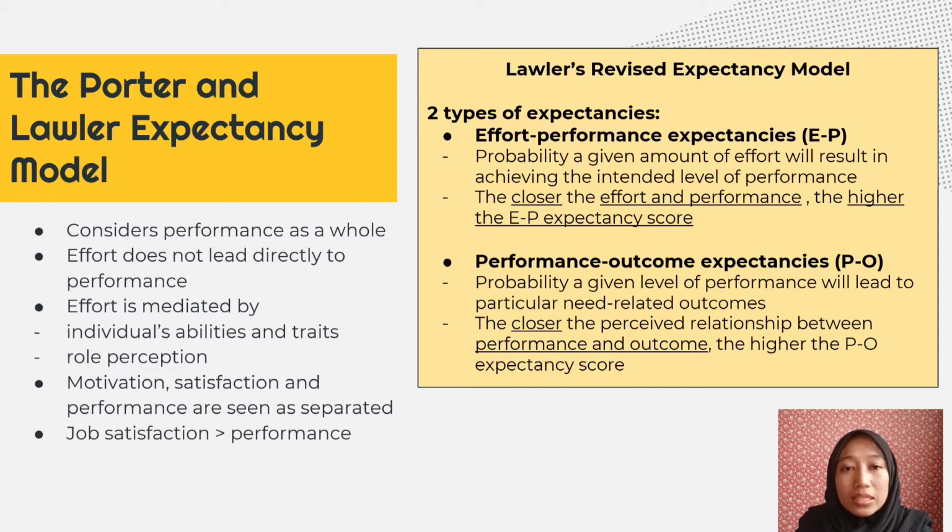The second one is the performance outcome expectancies, PO. It is the perception of the probability that a given level of performance will lead to a particular need-related outcomes. The closer the perceived relationship between performance and outcome, the higher the PO expectancy score. Not to forget, both types of expectancies are measured on a scale between 0 and 1.